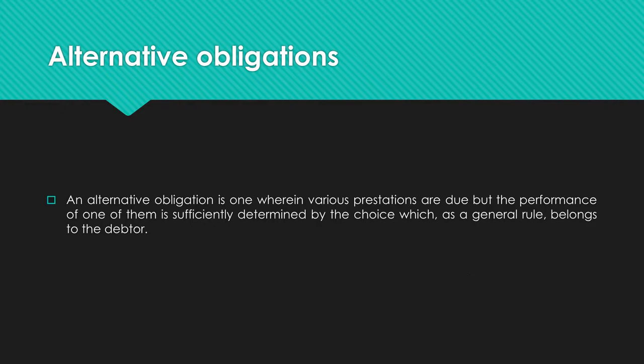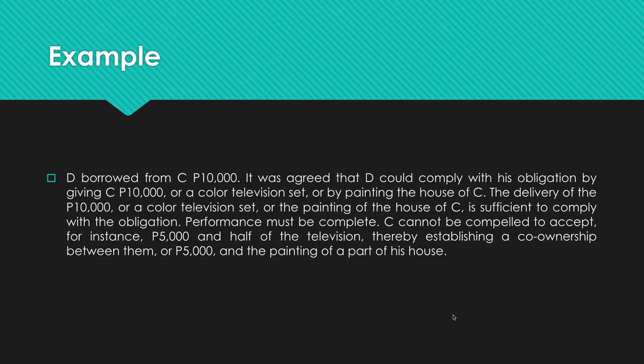Okay, and it's usually the option of the debtor. The choice belongs to the debtor. For example, D borrowed from C 10,000 pesos. It was agreed that D comply with his obligation by giving C 10,000 pesos or a colored television set or by painting the house of C. So three obligations can be demanded. Either of those three, the 10,000 pesos, the colored TV set, or the painting of the house, can extinguish the obligation. So the delivery of the 10,000 pesos or a colored TV set or the painting of the house is sufficient to comply with the obligation.